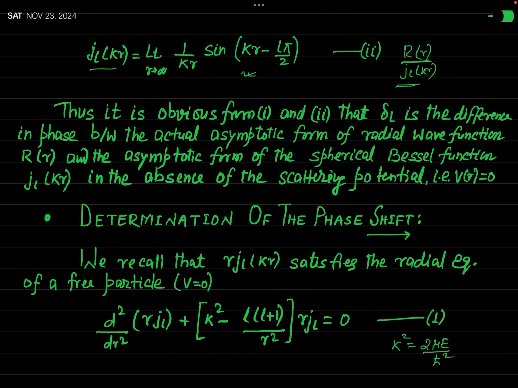You can see that thus it is obvious from 1 and 2 that delta_l is the difference in phase between the actual asymptotic form of the radial wave function R of r and the asymptotic form of the spherical Bessel function j_l of kr in the absence of a scattering potential, that is, V of r equal to 0. Okay, so this is a brief idea of delta_l.